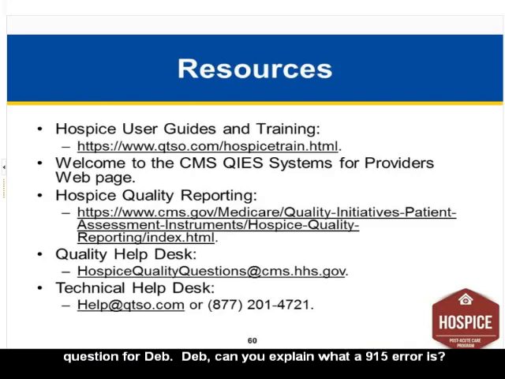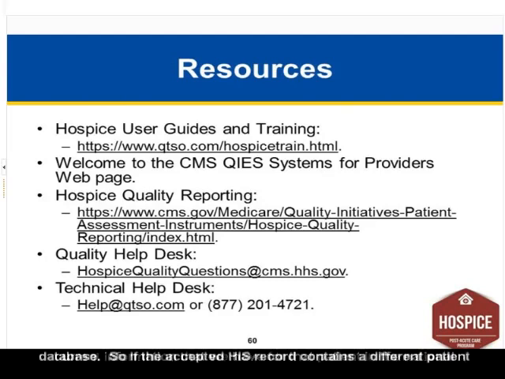Sure, I'd be glad to talk about that error. The 915 error is a fairly common error, and this is a warning message. It does not cause your HIS records to be rejected by the ASAP system. It is a message that merely indicates to you that one or more pieces of patient identifying information from the HIS record did not match the current patient information that we have for that patient in the national database.